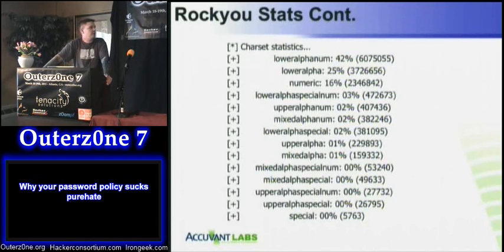The next thing we want to look at in the statistics of the RockYou list is the character set statistics. We can see that 42% of the passwords are lower alphanumeric, meaning all they used was lowercase characters and numbers. So that is close to half. Now, armed with these facts, I know that if I do an 8-character attack with numbers and lowercase letters, I'm going to get almost 50% of the passwords.